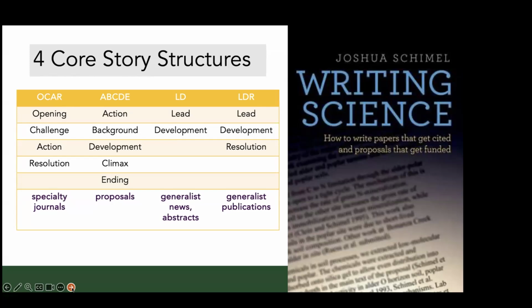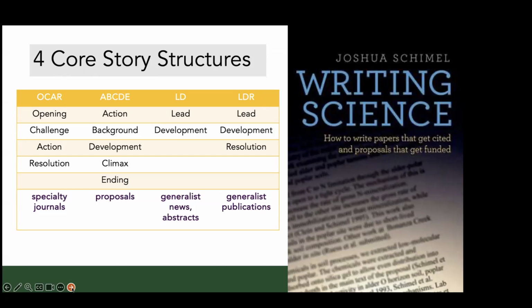Okay, so of those structures, OCAR is the opening, a challenge, an action, and a resolution. These are the things in the story that happen through that introduction, right? Your methods, your results, your findings, and your discussion. That layout gives us all of those elements. It gives us some sort of opening and understanding of who the characters are and what's going on in the story, right? What's that background?